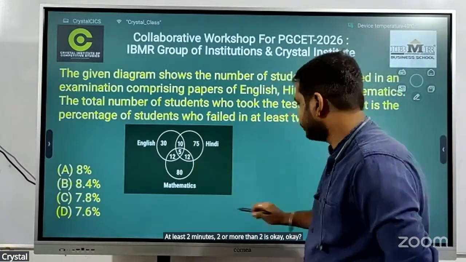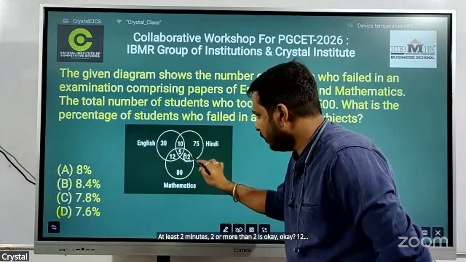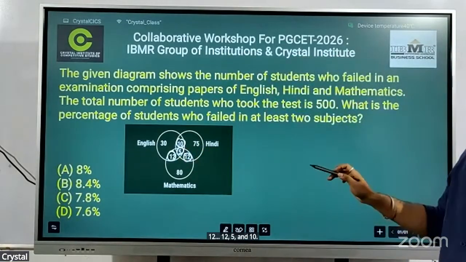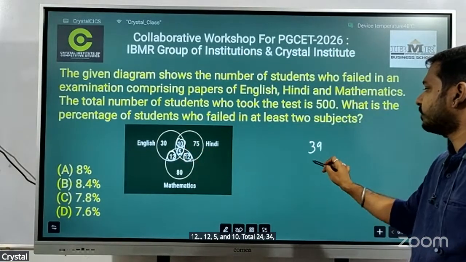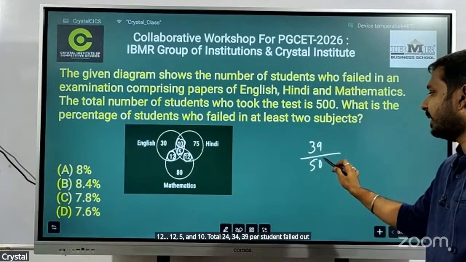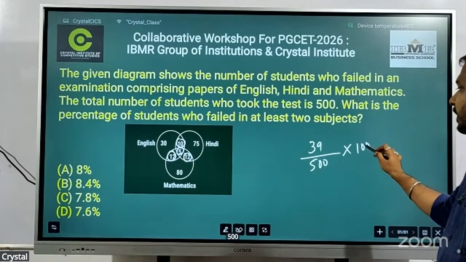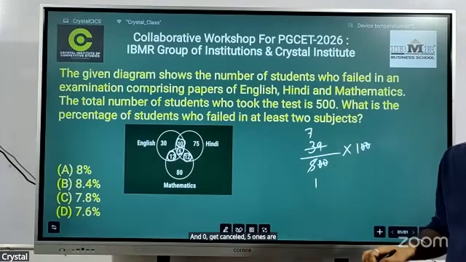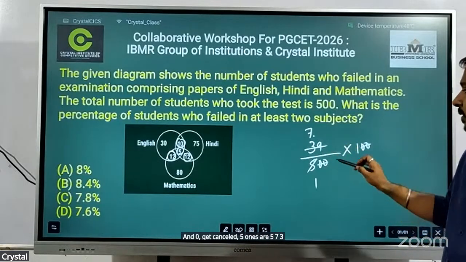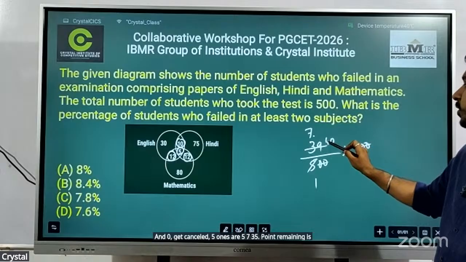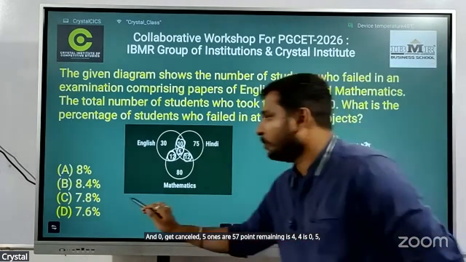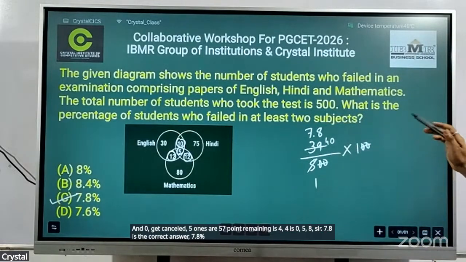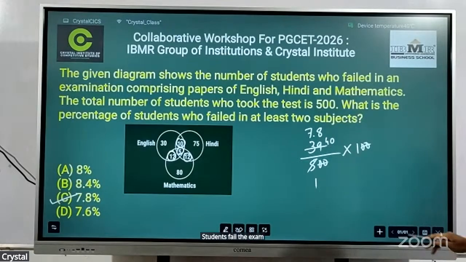12, 12, 5 and 10. Total 24, 34, 39 students failed out of 500 into 100. Double 0 gets cancelled. 5 ones are 5, sevens are 35, point. Remaining is 4, 4 is 0, 5, 8 is 7.8. 7.8% is the correct answer. 7.8% students failed the examination in that.